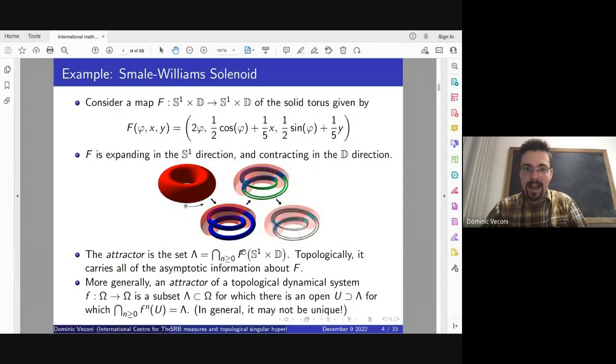And the reason we care about this is that topologically, it carries all the information about the asymptotic behavior of the dynamical system. And this generalizes to attractors of topological dynamical systems. An attractor is a subset for which there's some open neighborhood of that subset, for which when you take iterates of that neighborhood, you get the subset lambda. Importantly, though, that lambda may not be unique. There could be multiple attractors for a given dynamical system.